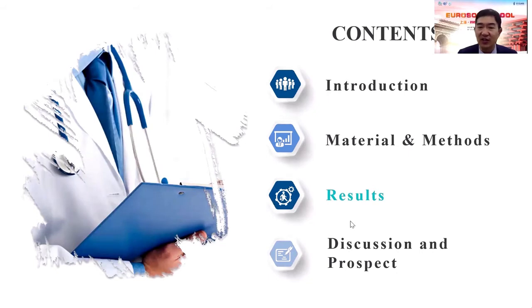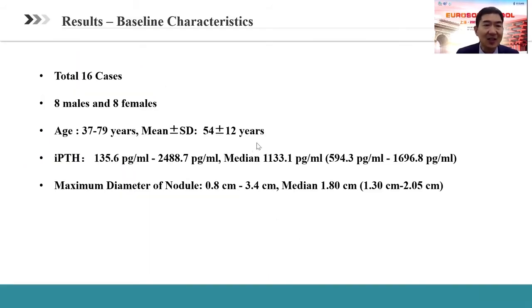Part 3 is results. There were a total of 16 cases enrolled in this present study, which included 8 males and 8 females. The mean age is about 54 years old, and the mean value of iPTH is about 1,133 pg/mL. And the mean maximum diameter of the nodule is about 1.8 centimeters.